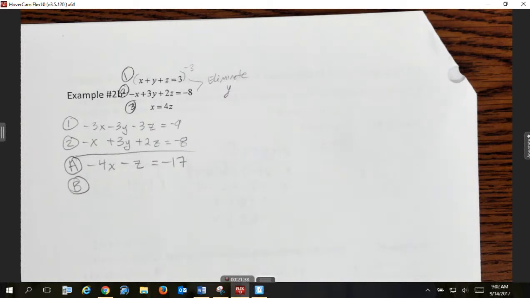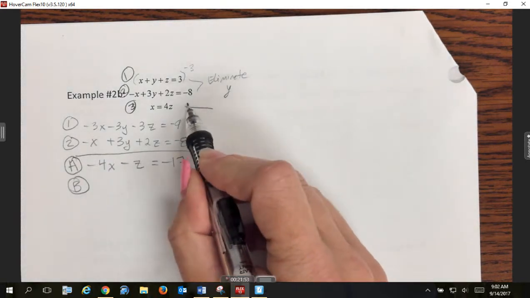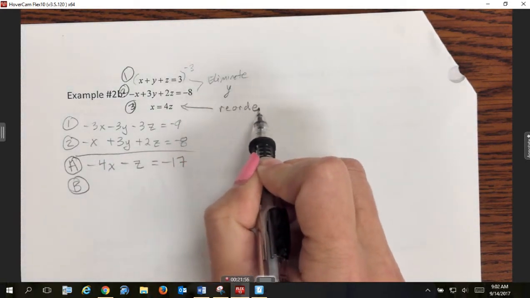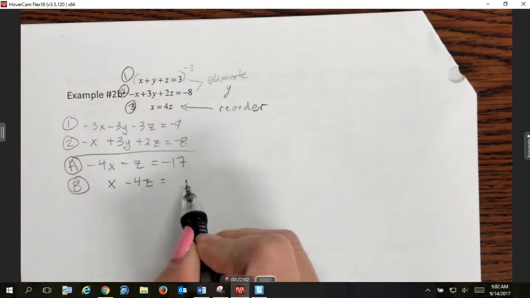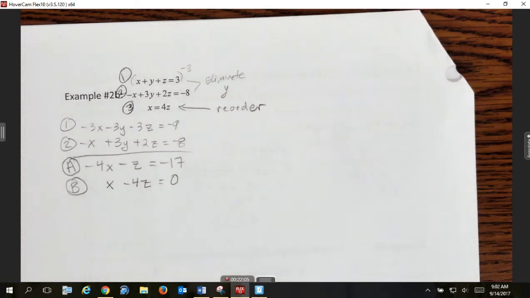So I get equation A, -4x minus z equals -17. Equation B, I'm just going to take that third equation and reorder it so it lines up with equation A. So I'll move the 4z over. I'll have x minus 4z equals 0. Now we have two equations with two variables, so which would we like to eliminate? X. Yeah, the x. That sounds good.